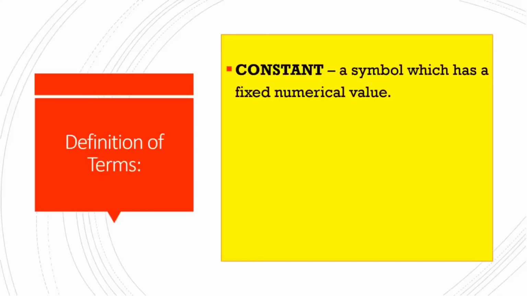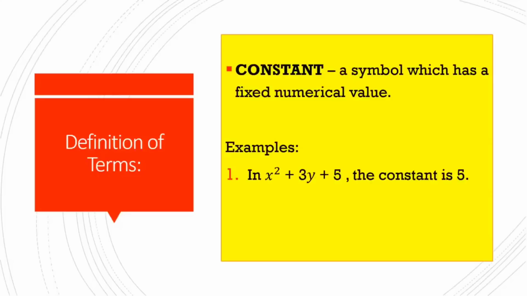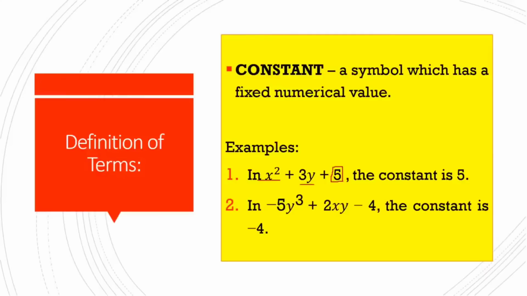Next, we have the word constant. It is a symbol which has a fixed numerical value, so it doesn't change. For example, in the expression x squared plus 3y plus 5, the constant there is number 5, since 5 will always be the same even if the value of these two terms changes. The same with number 2, our constant is the third term, which is negative 4. So negative 4 will always be negative 4. It doesn't change in value.